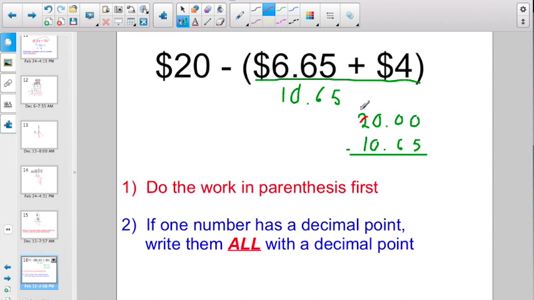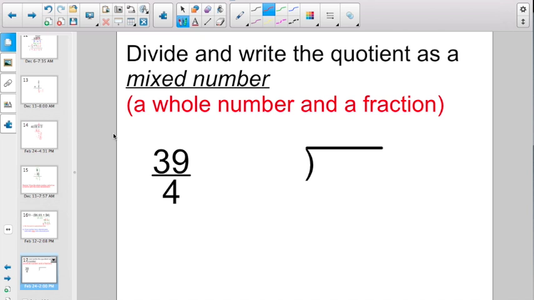I got to do some borrowing. Go ahead and pay 1 to the neighbor. Cross them out, write down a 9. Pay 1 to the neighbor, cross them out, and write down a 9. And lastly, go ahead and pay 1 to the neighbor. Now I can fully subtract it. 10 minus 5 is 5. 9 minus 6, hey, that's going to give me 3. 9 minus 0, that's going to give me 9. And 1 minus 1 is 0. If it's at the front of a number, you don't have to write down anything. Nothing is the same as 0. So you end up with $9.35.